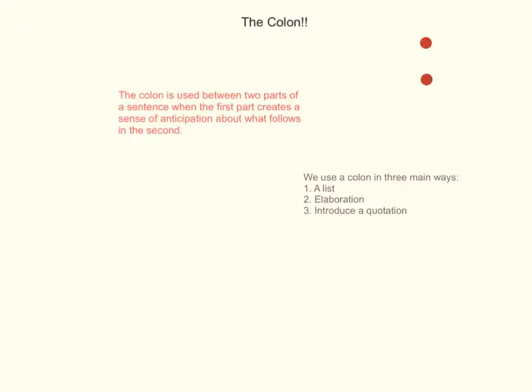And there are three main ways that we use the colon. First is a list. Second way is through elaboration, and the third way is to introduce a quotation. So we're going to look at a couple examples right here.